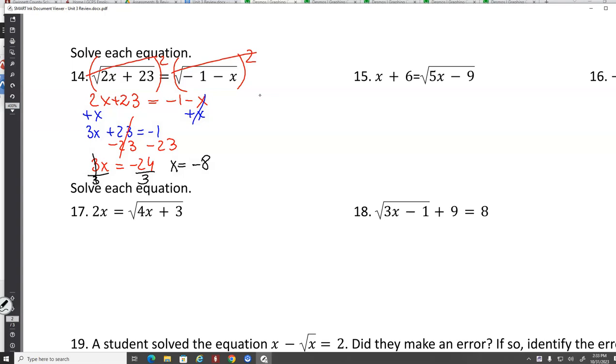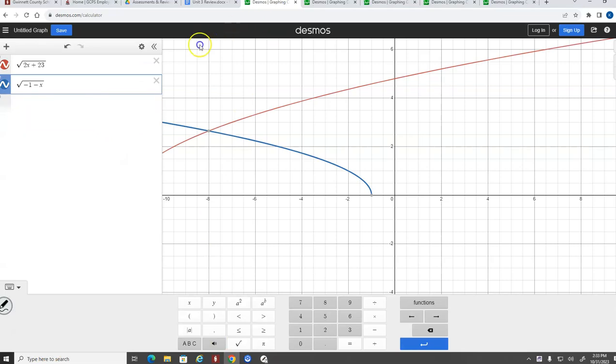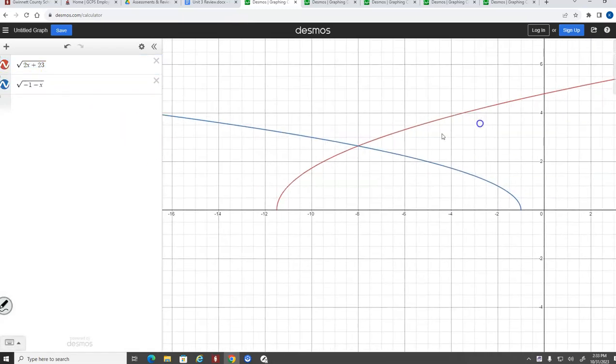Now I do want to make sure that this negative 8 is a solution. I can do it two ways. I can plug it back into the equation, or I can check it on Desmos. So I already pulled it out for you guys. One side of the equation goes on one line, and the second side of the equation on another line. We are looking for where the two functions intersect, which is at an x value of negative 8, and that is correct. It is a solution.